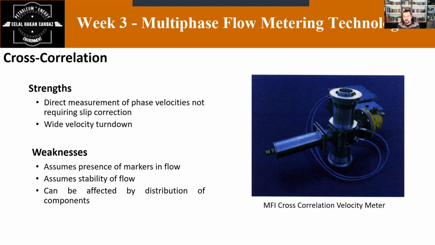So it has wide velocity turndown, and the weaknesses: it assumes the presence of markers in the flow. It assumes that the flow is a stable flow, that it doesn't have any fluctuations. So it can be affected by the distribution of components. For example, if you had some condensate banking in your wellbore, heavy components in your wellbore start to move through your multiphase meter. When this meter faces those components, it directly fluctuates.